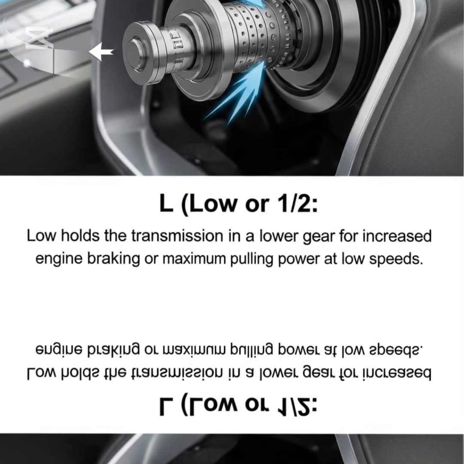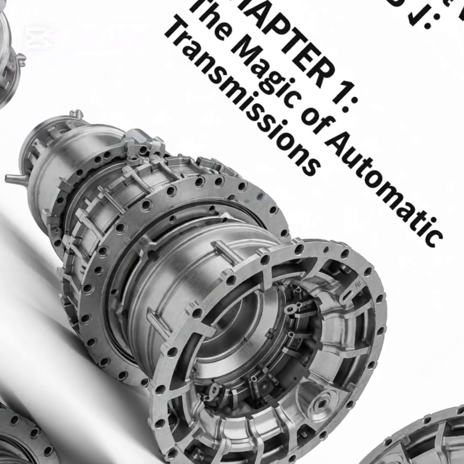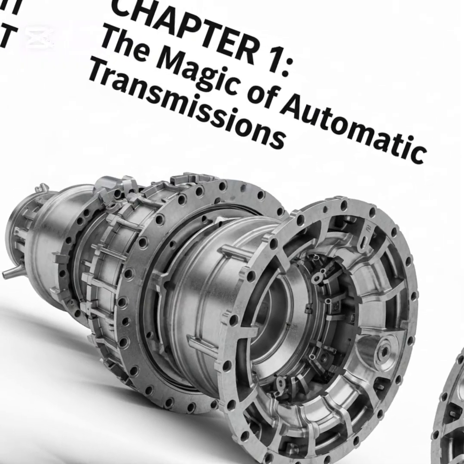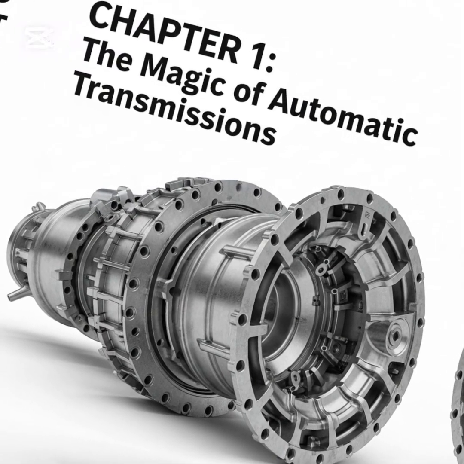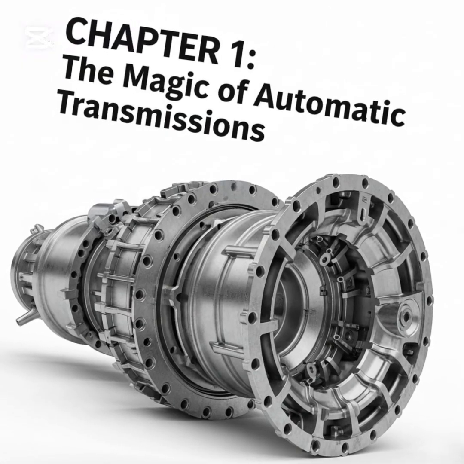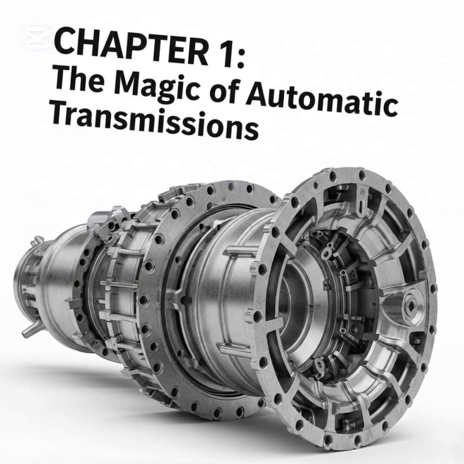Common gear positions in an automatic car include P. Park locks the transmission. R. Reverse moves the car backward. N. Neutral disconnects engine from wheels. D. Drive, normal forward driving. L or 1/2, low gear for slow speeds or hills. S. Sport, higher RPM for better performance.